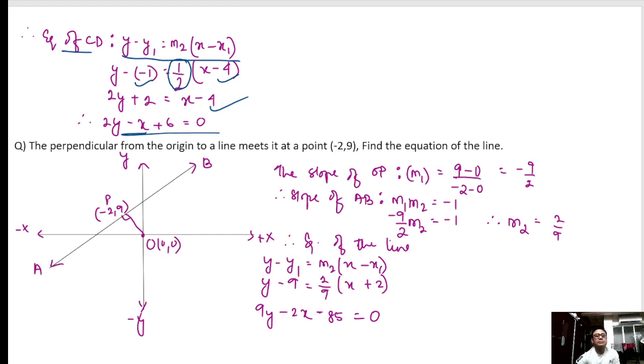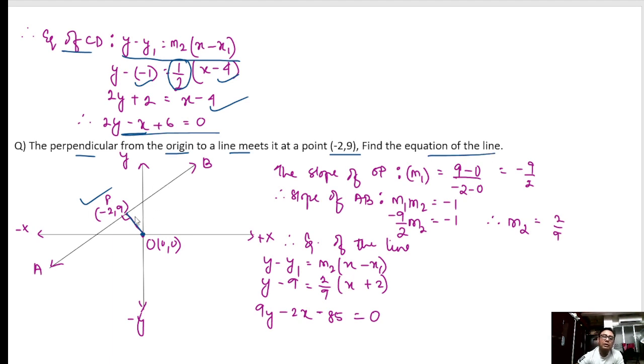Next, friends, let's see the next question. The perpendicular from the origin to a line. This is the perpendicular from the origin, as you can see. It meets the line at the point minus 2, 9. It meets here. Find the equation of the line.